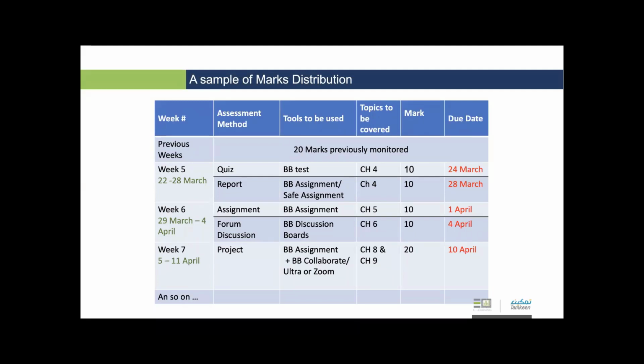The fourth column indicates the topics to be covered, or the topics that you wish to assess your student on. If you want to assess them on topic 4, just indicate that in the assessment plan. The fifth column shows how much each assessment is worth. So you have to allocate marks for each assessment, so students know how many marks they will be assessed on.